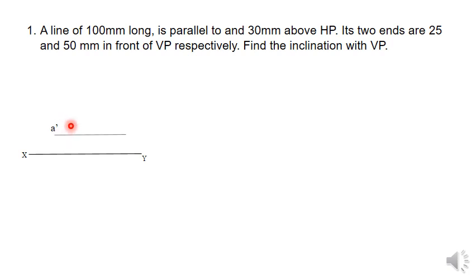And from A dash draw a vertical line. This is our projector line. On this projector line only you will be getting another point A. Now one point is at 25 and the other point is at 50, so assume that A is at 25 distance. From XY line take this distance as 25 mm and mark point A. So you have obtained the top view of A dash, that is A, which is 25 mm from XY line, because it is given that the two ends are 25 and 50 mm. So I have taken this end as 25 and the other end will be at 50 mm. Now how can you draw? Another point is 50 mm in front of VP.